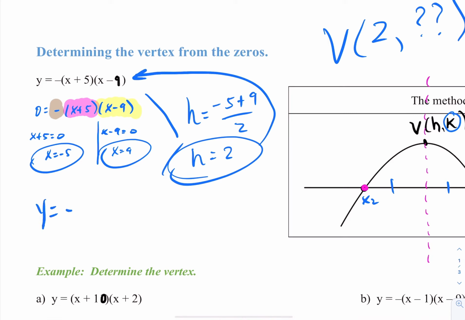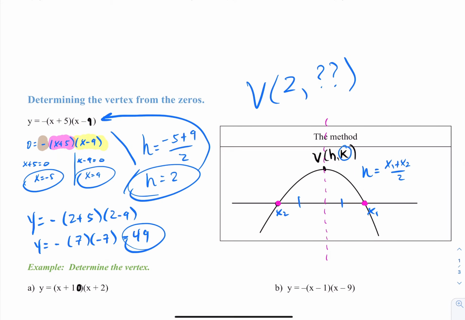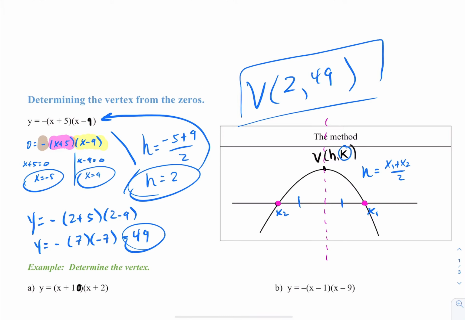So here you have y equals negative 2 plus 5. Everywhere you see an x, you just change it to a 2. So y equals negative 7 times negative 7, and negative 7 times negative 7 is 49. So the vertex here is 49. So now we have a way to find the zeros and how to use the zeros to go ahead and find your vertex.